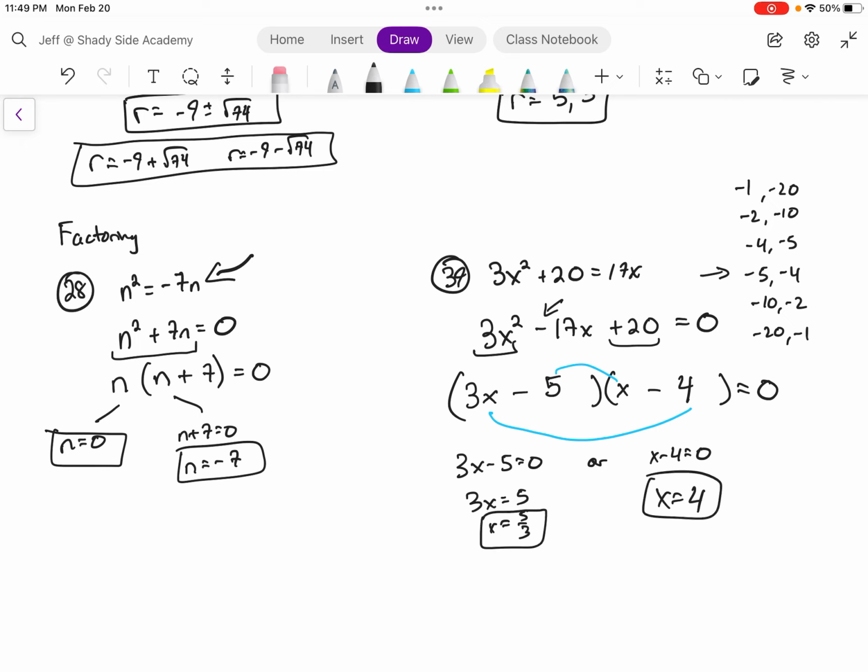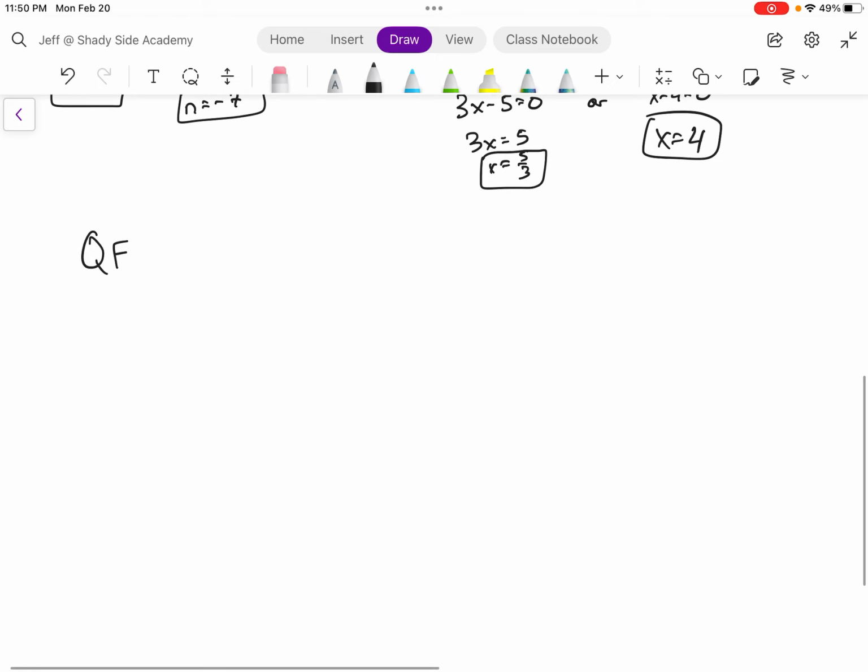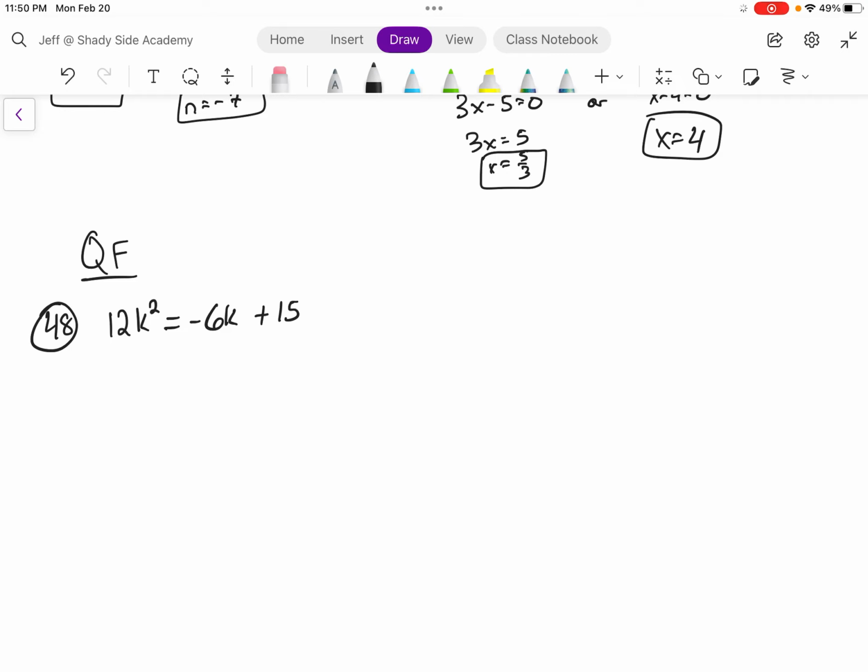And the last one that we're going to look at is the quadratic formula. Okay, the quadratic formula. So let's look at the quadratic formula. And I want to do one that, let's do 48. Okay, if I have 48 and I have 12k squared equals negative 6k plus 15. Okay, well, we got to get everything on one side.